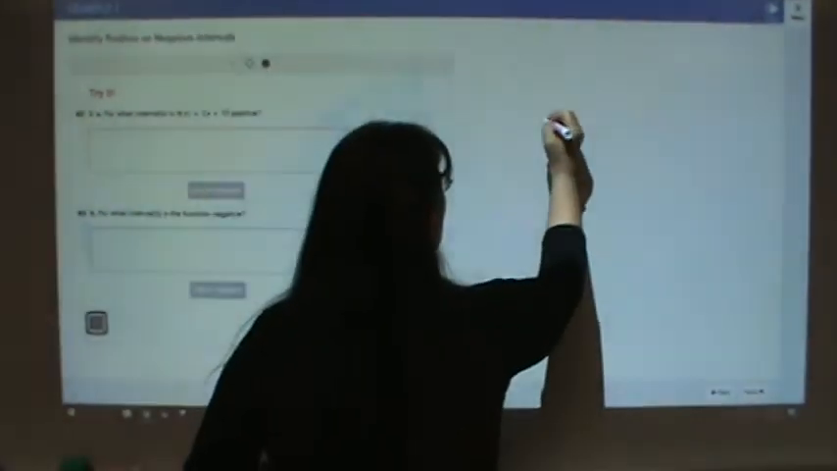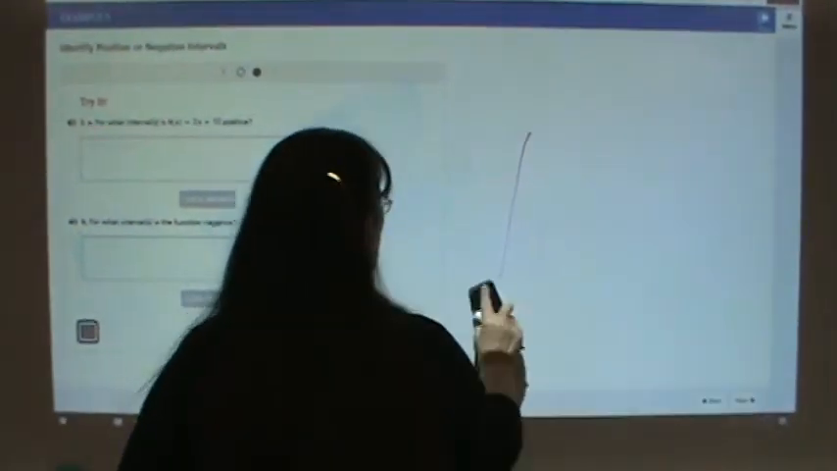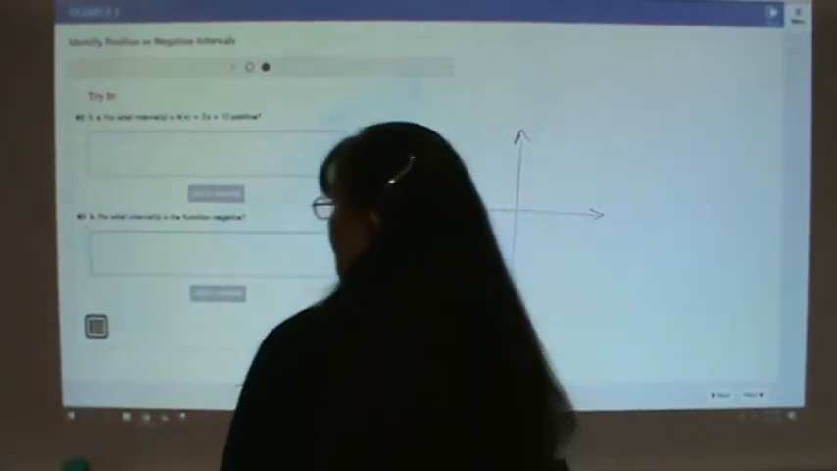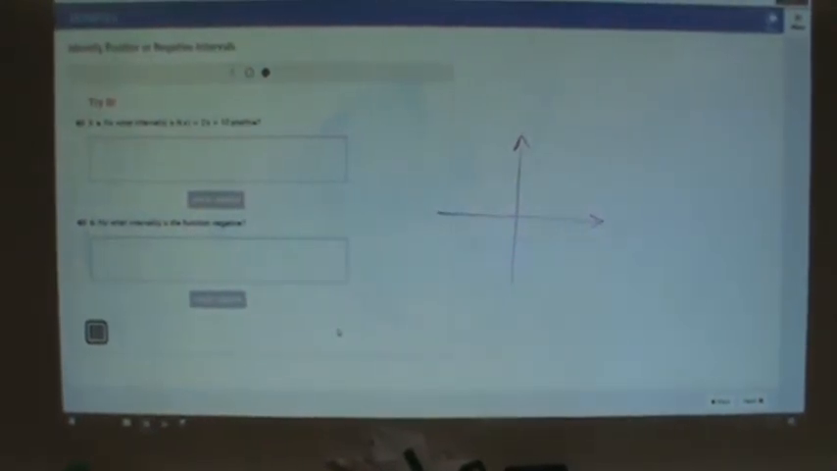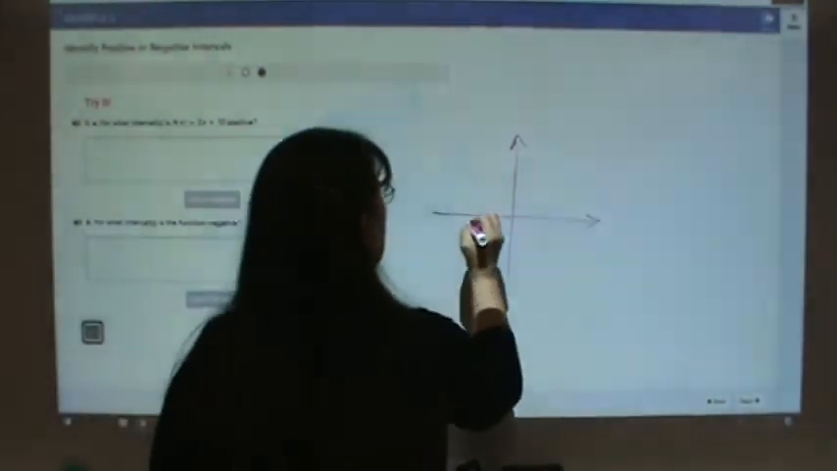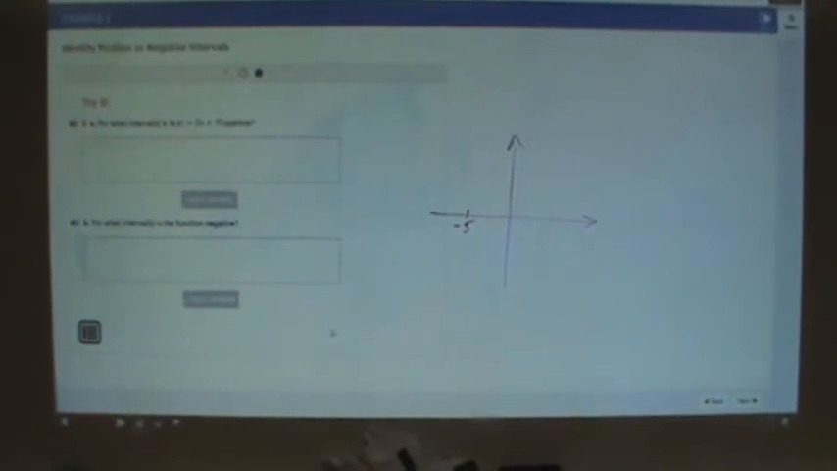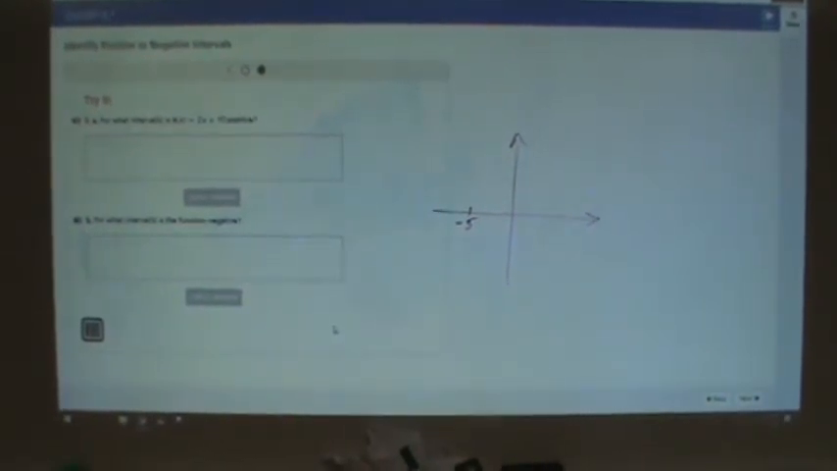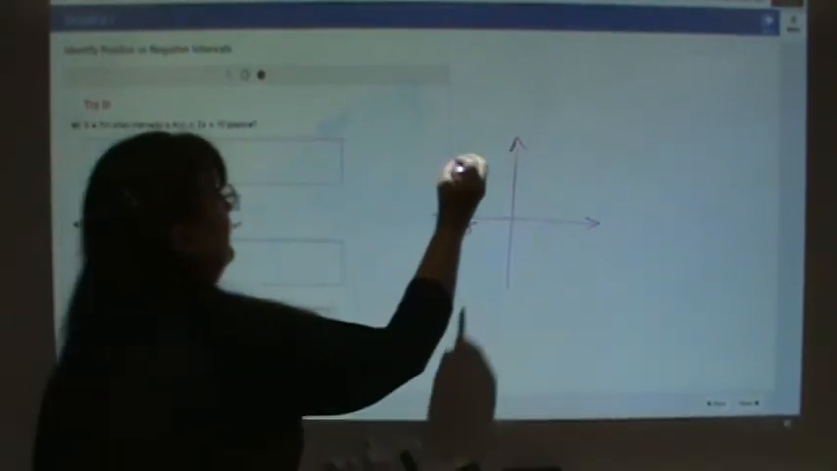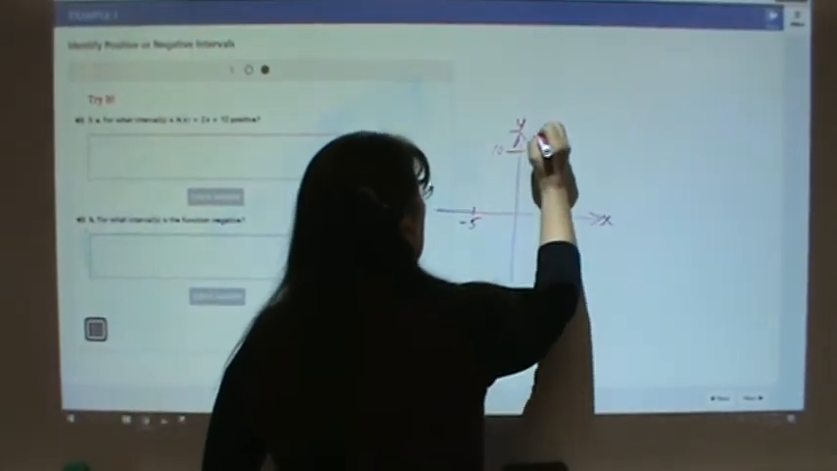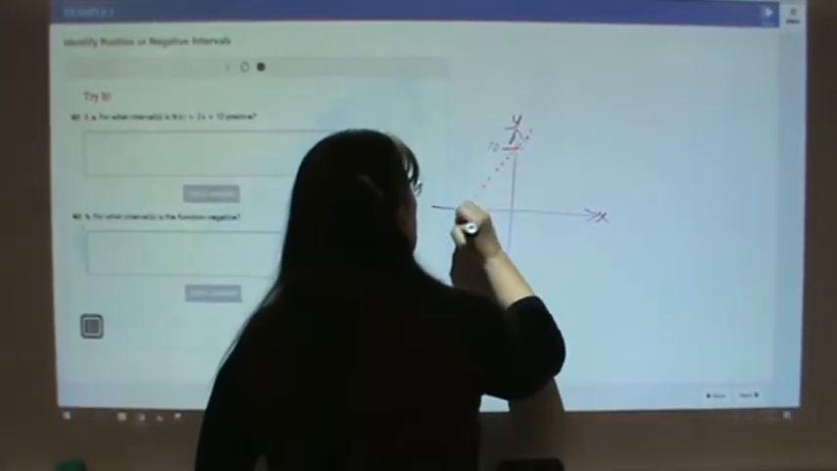All right, here we go. I have a graph here. My intercept is at negative 5, and my y goes up to, see, x is 0, y is 10. So up here is where it crosses the y-axis. So my graph is a straight line.